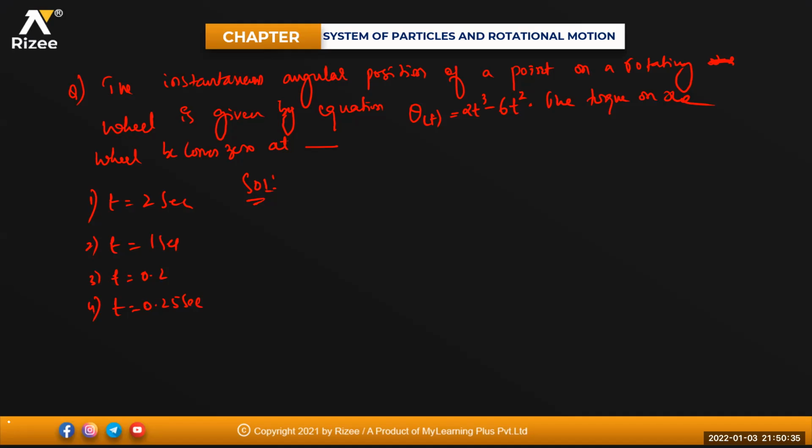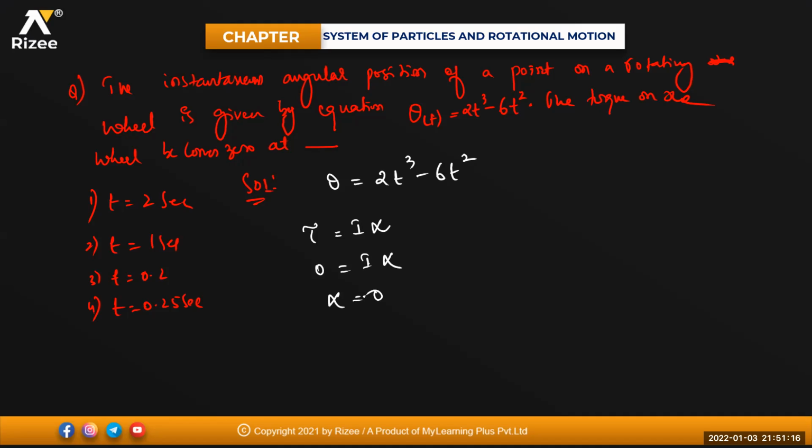The instantaneous angular position of a point on a rotating wheel is given, that means theta is given: theta equals 2t cubed minus 6t squared. What is being asked? Torque. At what time will the torque become 0? When theta is given, I can write the torque. So tau equals I into alpha. Torque is becoming 0, so alpha is also 0.